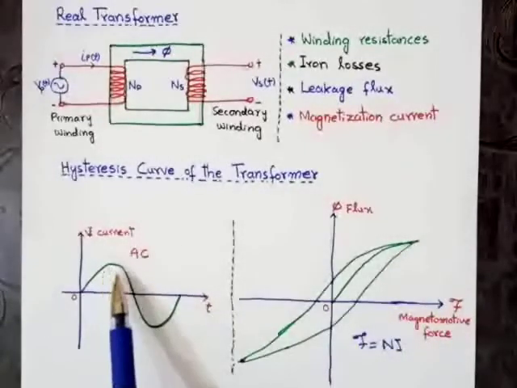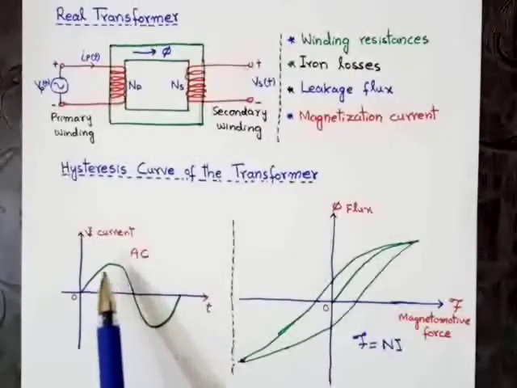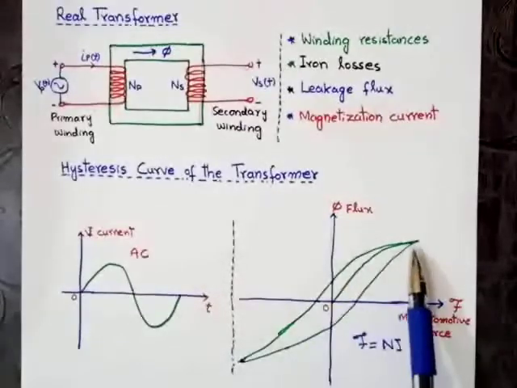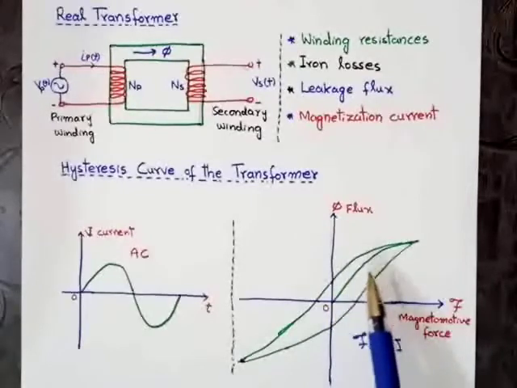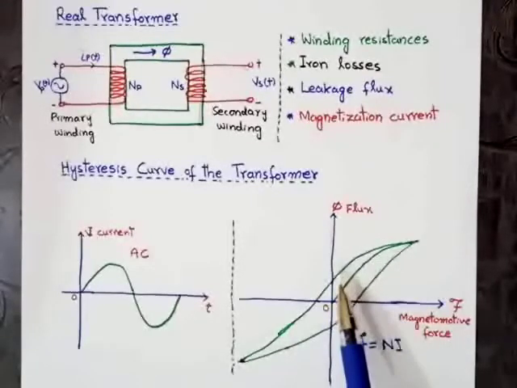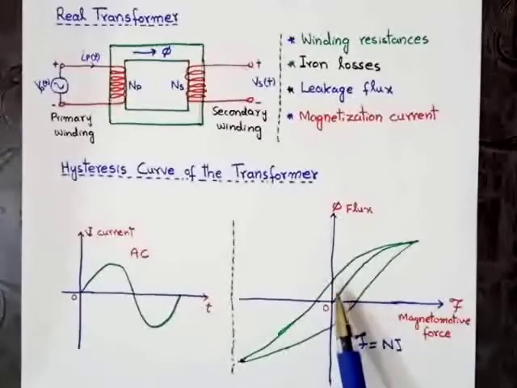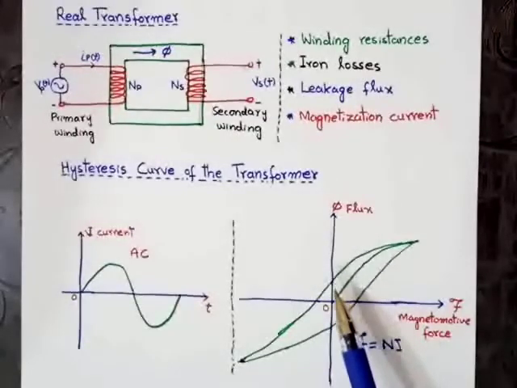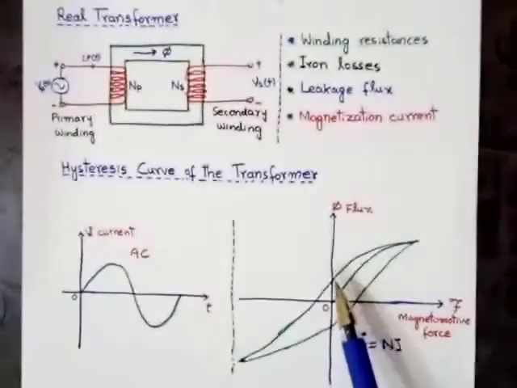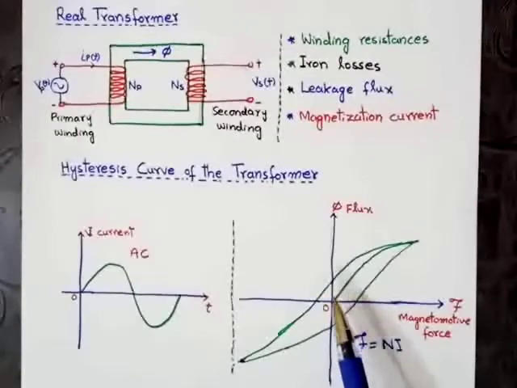When the current decreases and falls to zero, the flux will decrease. But when the current falls to zero, the flux does not go to zero. There will be some flux that remains in the core, as we have already discussed in detail. This flux is called the residual flux.